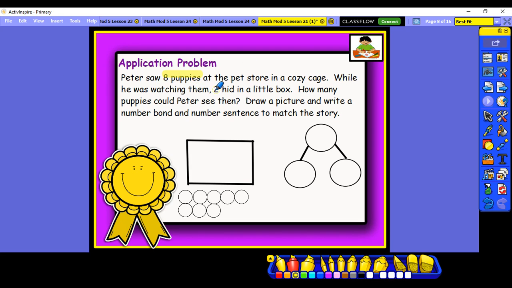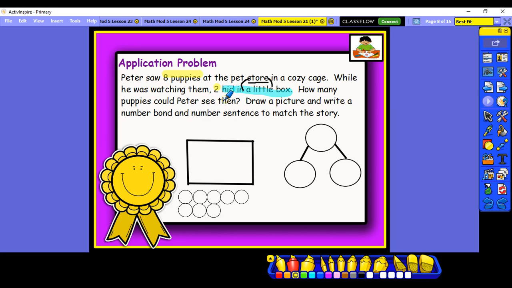While he was watching them, 2 hid in a little box. Stop. Did you hear anything important? Yes, I heard the number 2 as well. But then I have to look at this word hid. If they hid in a little box, it means they went away and he can't see them anymore. So I have to think, if something is going away, then I might have to use take away. Friends, minus.